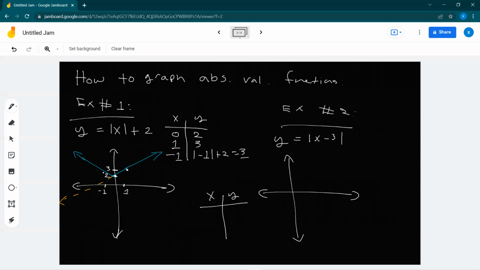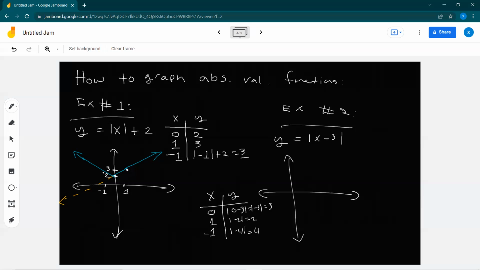For this function, again, when x is 0, y is the absolute value of 0 minus 3, which is the absolute value of negative 3, which is 3. When x is 1, y is the absolute value of 1 minus 3, which is the absolute value of negative 2, and that's 2. And when x is -1, then y is the absolute value of -4, which becomes 4. So let's, knowing these points, just do a little bit of graphing.